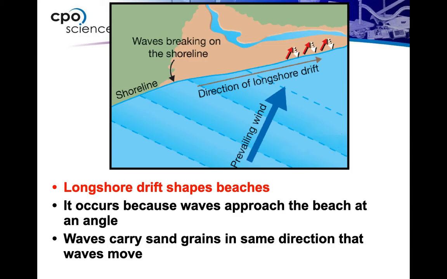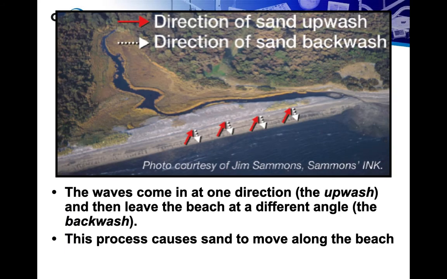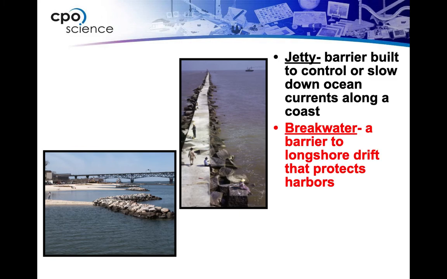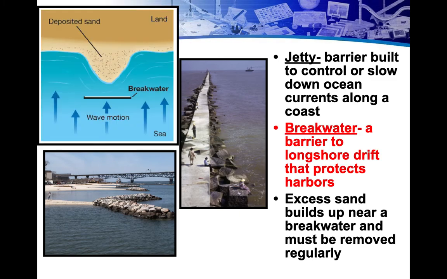When you look at this picture here, those red arrows show you the direction of longshore drift. So that sediment is going to be moving and moving along that coastline in the direction of that brown arrow. The waves come in at one direction, and we call that the upwash, and then they leave the beach at technically a different angle, the backwash, just like you can see in the picture. So the red arrow would be the upwash, the white arrow would be the backwash. This process causes sand to move along the beach, making the coast or beach area something that changes or moves.